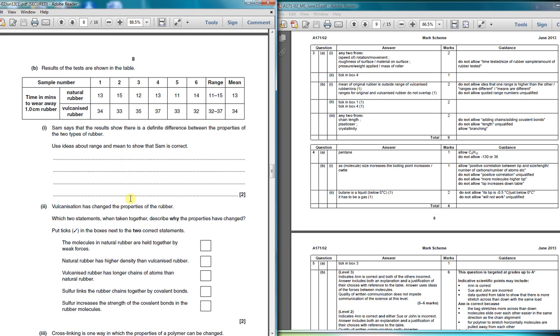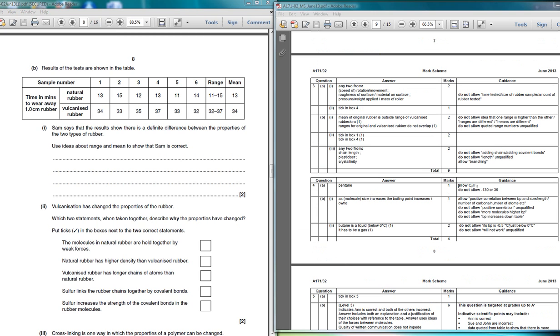Sam says that results show that there is a definite difference between the properties of the two types of rubber. Use ideas about range and mean to show that Sam is correct. So there is 2 marks for this question.